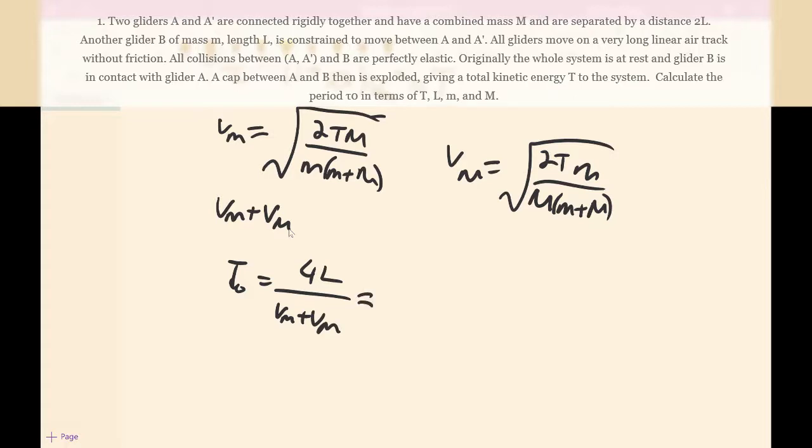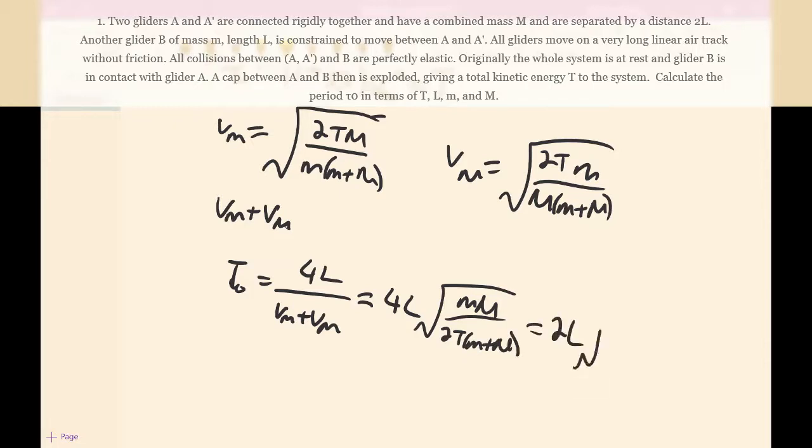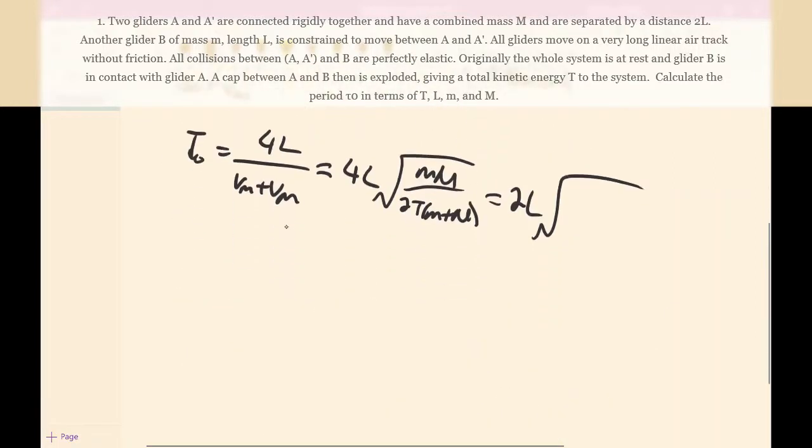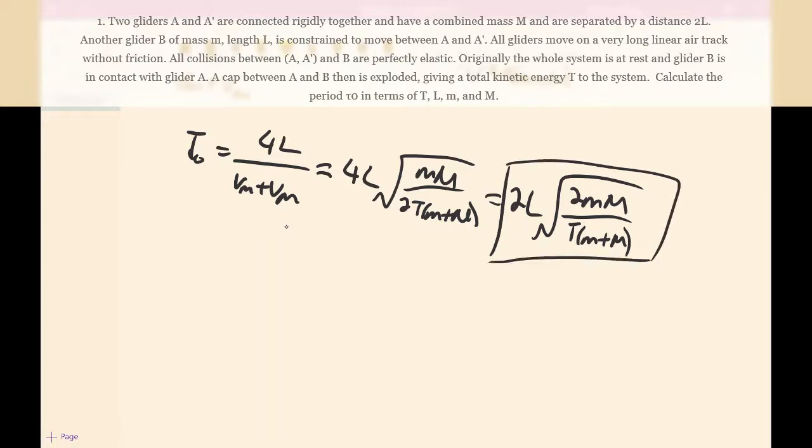Then we can just plug in our two values. And then this would be 4L over the sum, and this is equal to 2L times the square root of 2 over T times m plus M. And so that is our final answer. Does anyone have any questions?